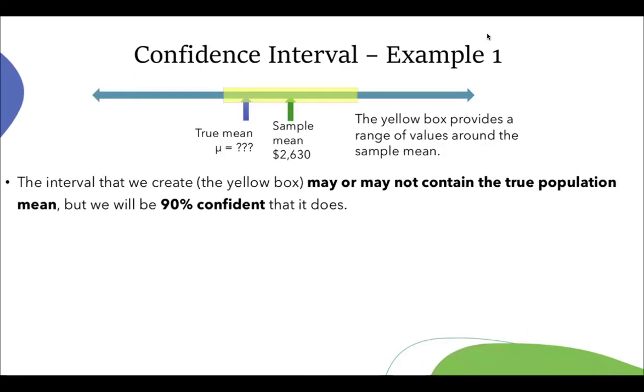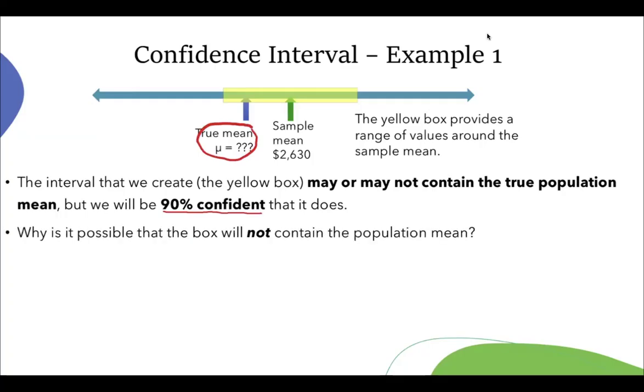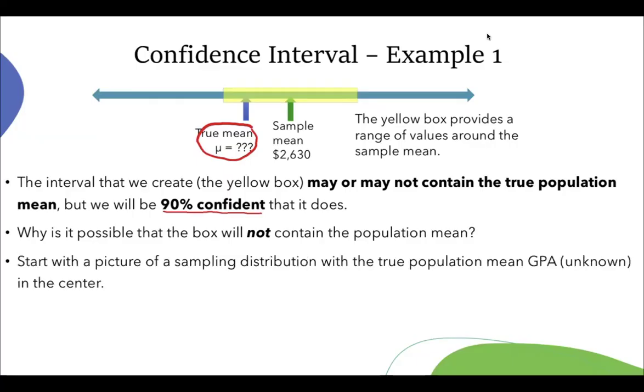The interval that we create, the yellow box, may or may not contain the true population mean. But when we finish this, we're going to be 90% confident that it does, that the true mean is in that yellow range. Why is it possible that the box does not contain the population mean? Well, let me show you why.